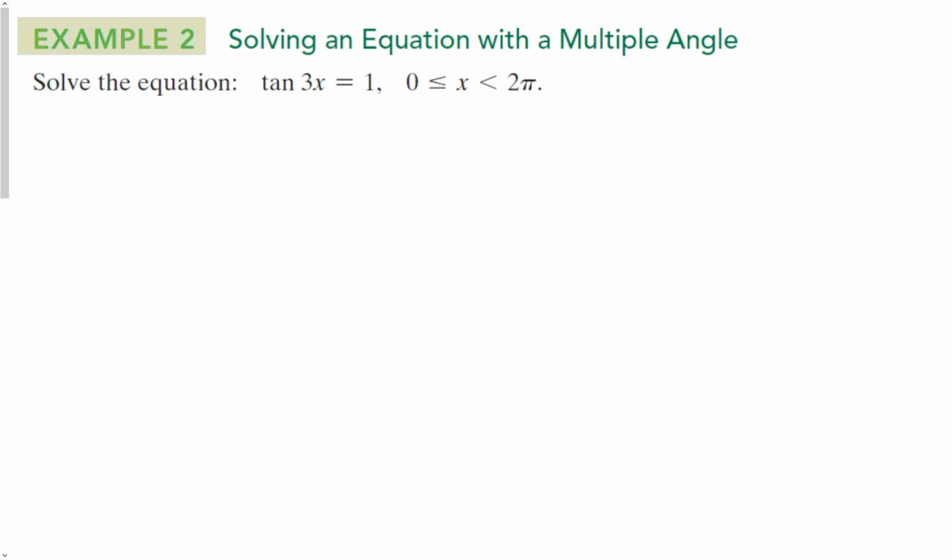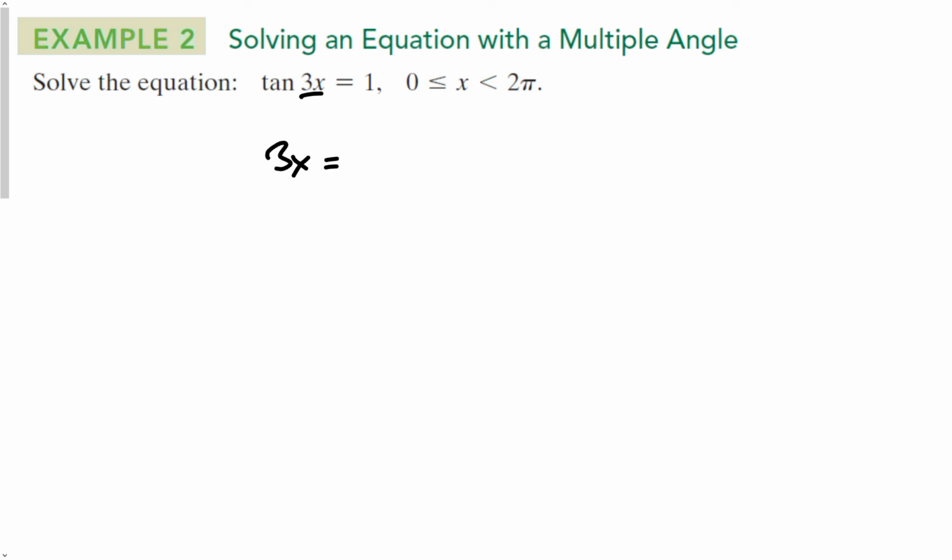So the way we're going to do this one now is I'm going to do a little bit of logic here. If the inside of this thing is some number and I want it to be equal to 1, the inside of the tangent function, whatever this happens to be, has to be the thing that makes the tangent equal to 1.